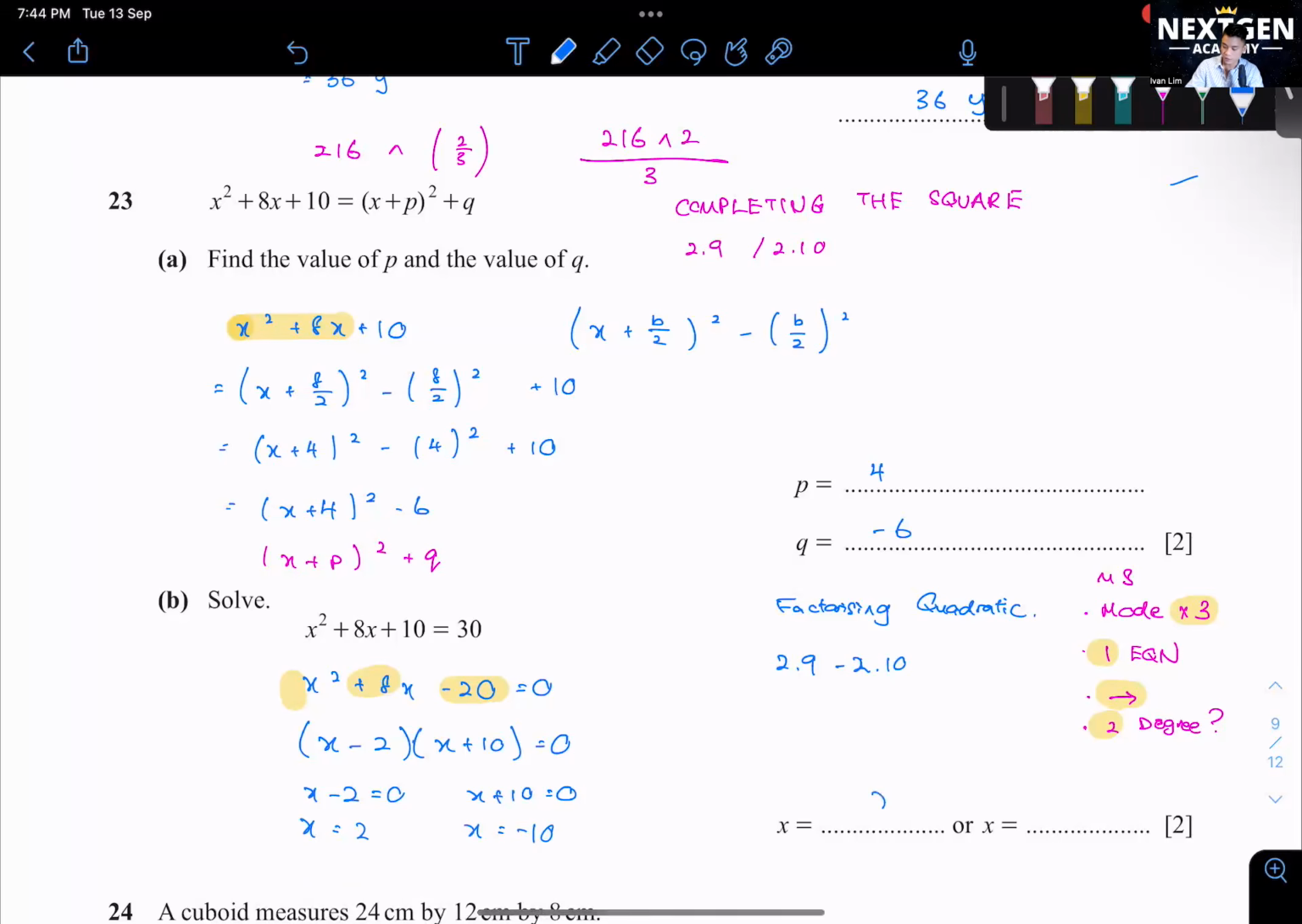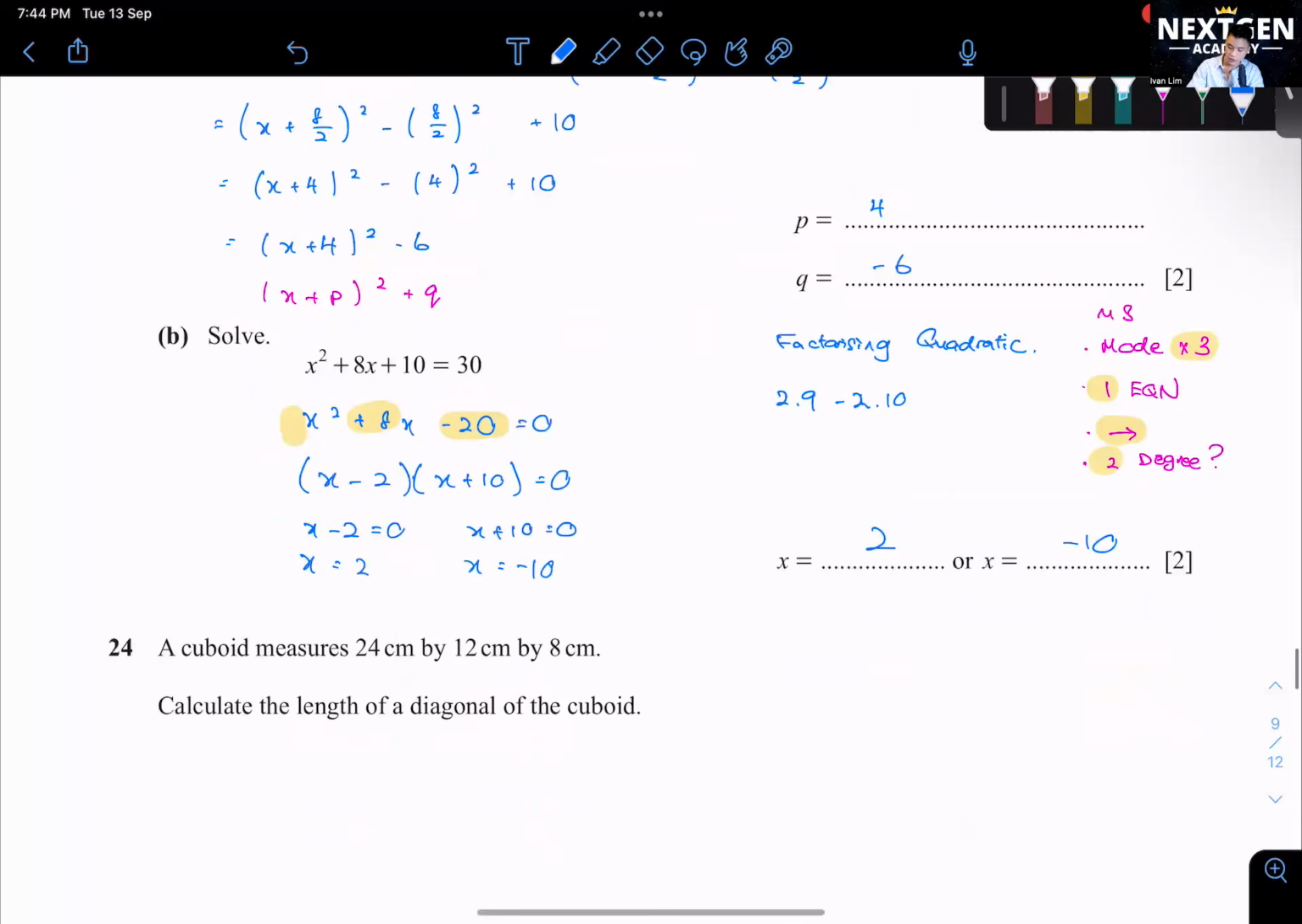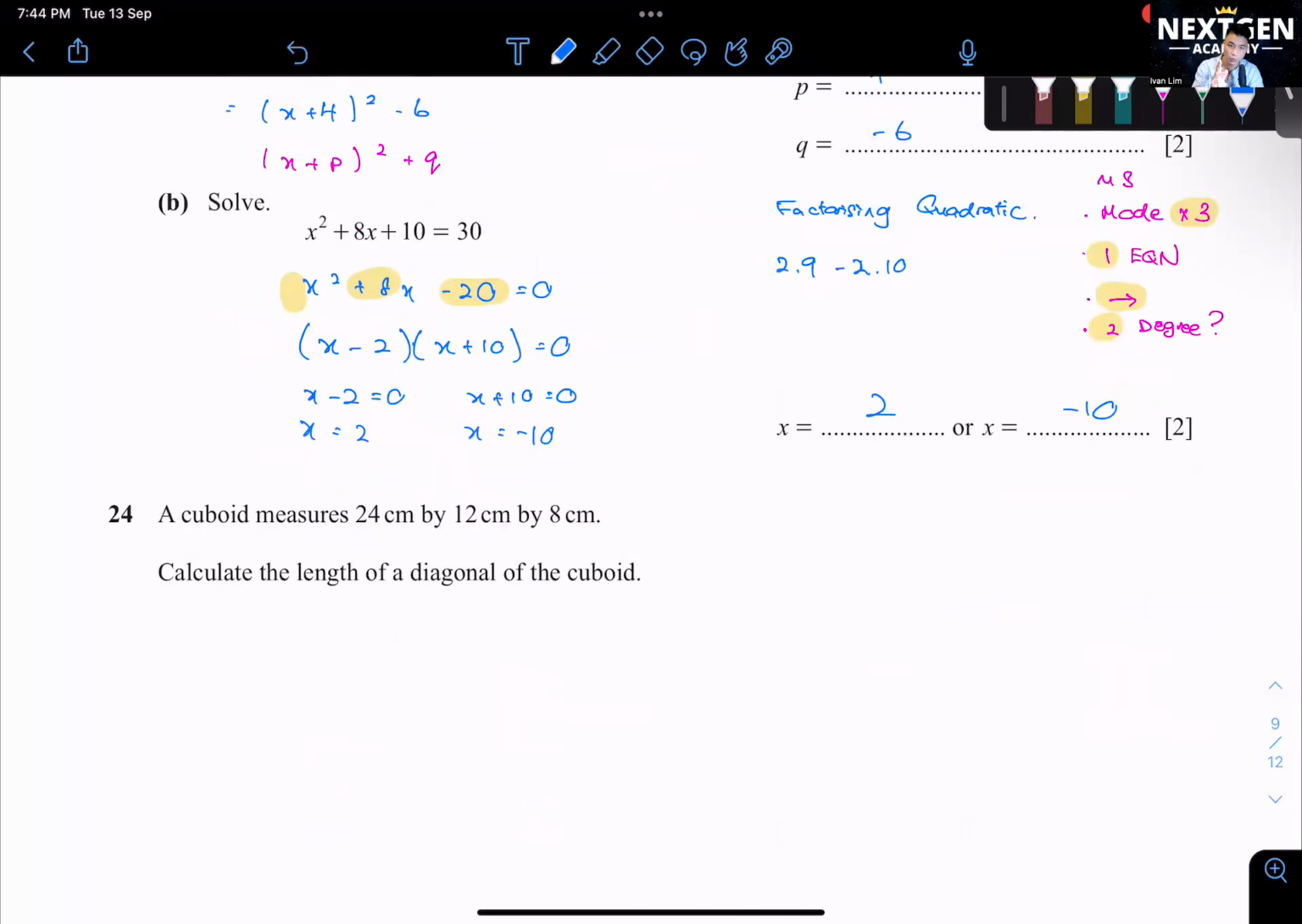Okay, so the answer here will be 2 and -10. This is how you get the answer. All right, let's finish up all of this. Okay, question 24. If you don't know any part throughout the week, just send me the question. I will normally refer you back to Thinkific to figure it out from there.